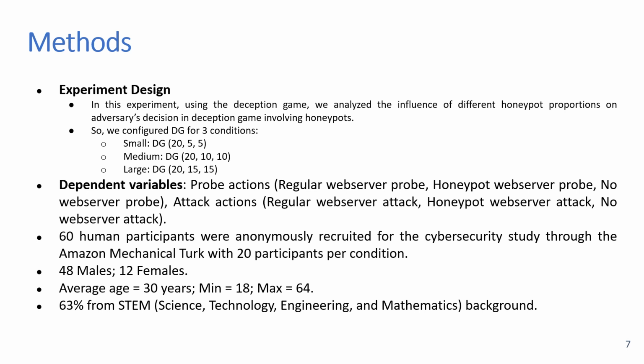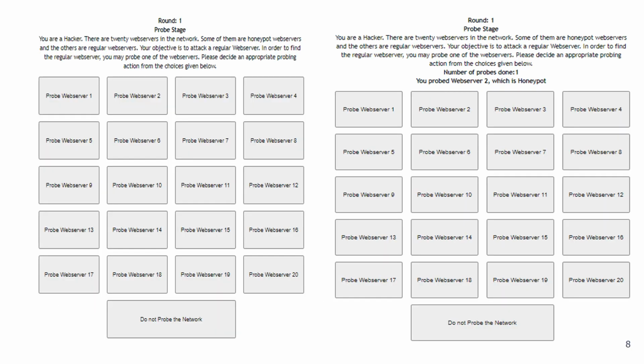So for the study, we recruited 60 participants from the crowdsourcing website called Amazon Mechanical Turk. For each, we randomly divided them across the 3 conditions, with 20 in each condition. Out of 60, 48 were males and 12 were females. The majority of them were from a STEM background, and the average age happens to be 30 years.